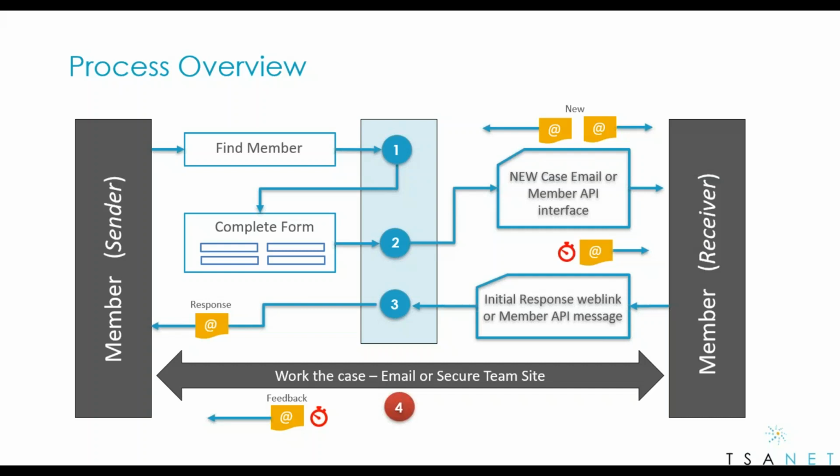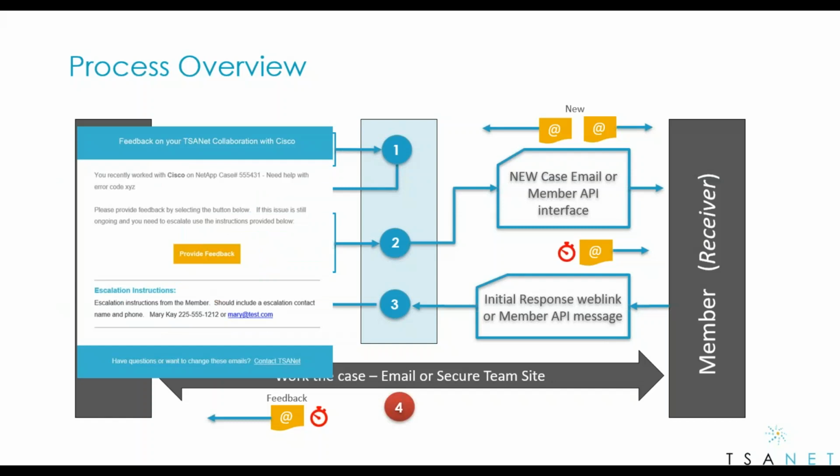And then also at some point during this case, we will send a feedback message to the other side to see how things are going. And one thing you'll see in all of these emails is the embedded escalation instructions. It is designed to make sure that the engineer only has to come to TSANet one time to submit his request. From that point forward, everything he needs, as well as escalation instructions if something goes wrong, is contained either in the emails or inside of the CRM system if you choose integration. So that in a nutshell is how TSANet Connect works.